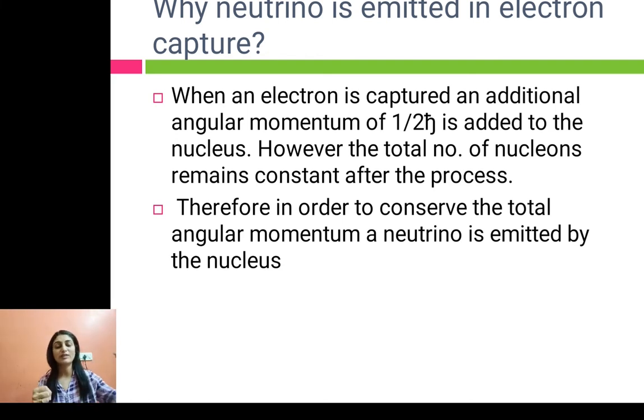For that purpose, when an electron having a spin of half h-cross is added to the nucleus, a neutrino is emitted which has a spin of half h-cross. So that is balanced. Therefore, in order to conserve the total angular momentum, a neutrino is emitted by the nucleus.